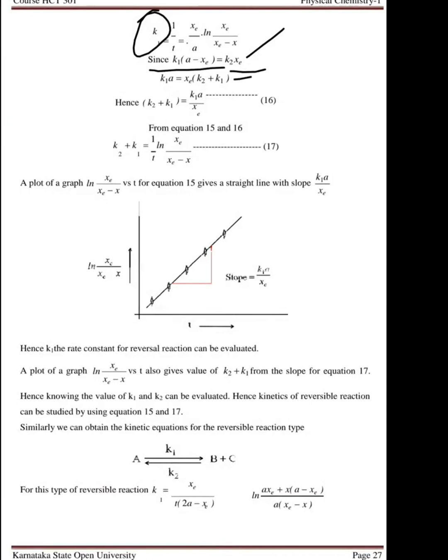Further, we write K2 plus K1 as the total order of the reaction. K1 plus K2 is the total order of reaction. So it can be written as K1 a into xe from this equation.